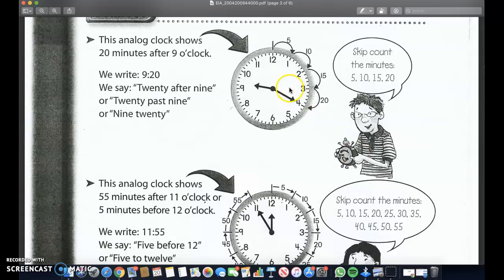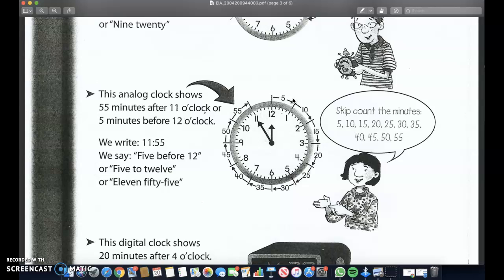The analog clock shows here that it's 20 minutes after 9. So I look at my hour hand, it's pointing to the 9, and then my minute hand is at the 4, which tells me that it's 9:20. The way that you can figure out what the numbers 1 to 12 mean is that we skip count. We start at 12 and we skip count 5, 10, 15, 20, 25, 30, 35, 40, 45, 50, 55, 60. Wherever the minute hand points tells us what minute we're at. So in this example, we're at 9:20, or it's 20 minutes past 9.